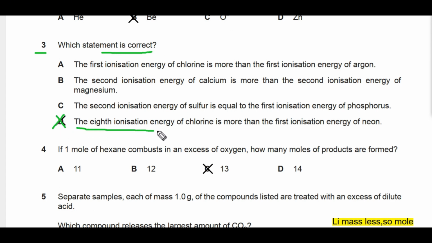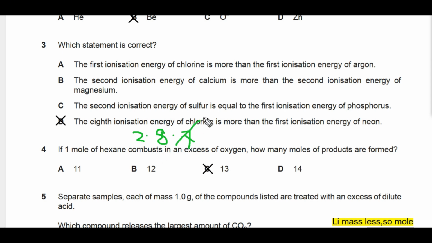The 8th ionization energy of chlorine is more than the first ionization energy of neon. And this is true because chlorine is a group 7 element, so it loses 7 electrons. When it loses the 8th electron, its noble gas configuration has to break. So you see chlorine 2, 8, 7.